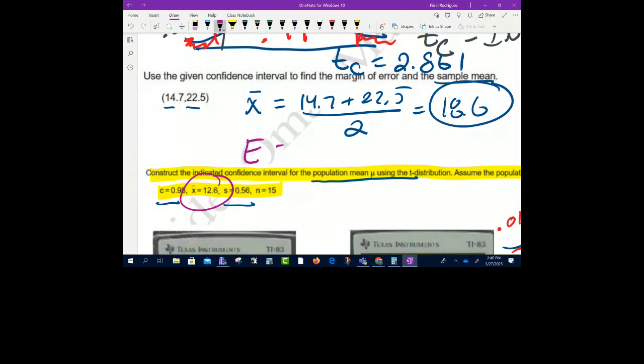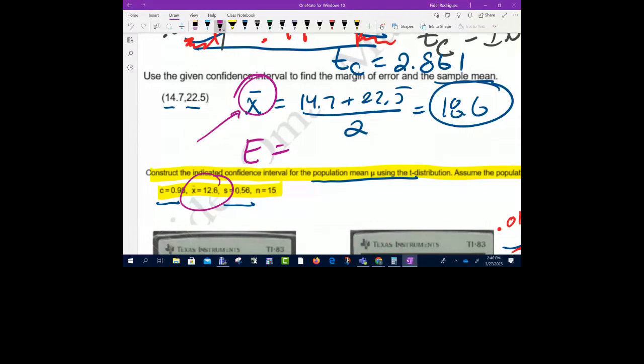That's my sample mean. That's the number that's in the middle, right? My sample mean, guys, is always going to be directly in the middle. That's why we added them together and divided by 2. Can we call it X bar? X bar, right?